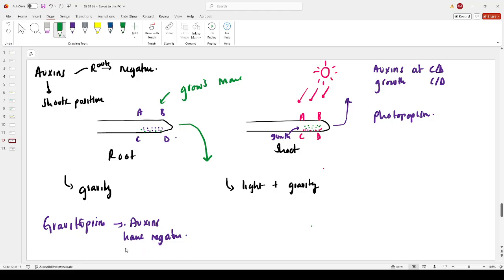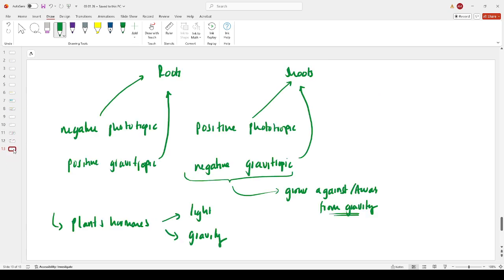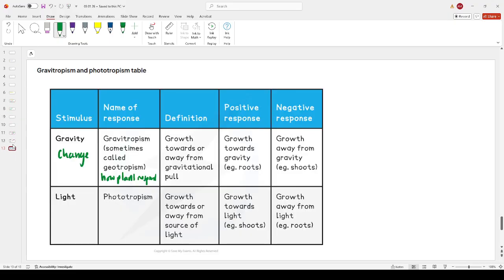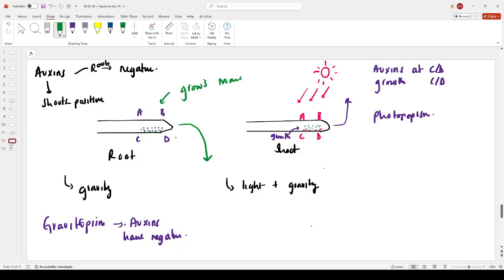No, we said it was a negative response. So let's correct that. Where's my table? Okay, so positive response, growth towards gravity, and negative response, growth away from gravity. So what we will say, we worded this really wrong. Let's write this down properly.